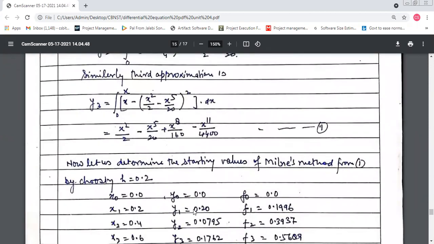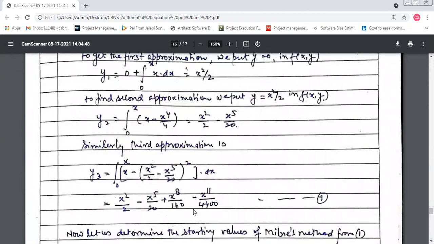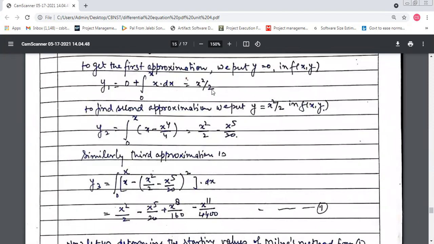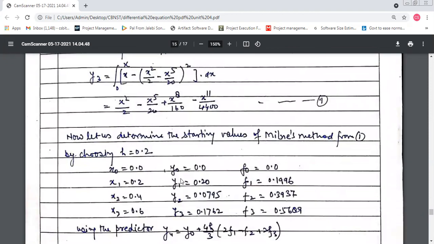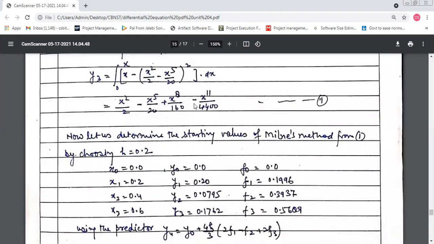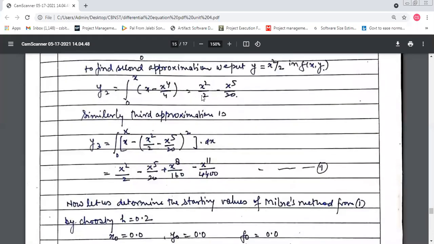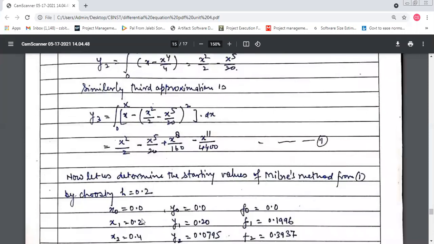So how are you calculating the value of y1? y1 is equal to x square by 2. So we are putting the value of x as 0.2. You will be getting y1 is equal to 0.20. And similarly, y2 you have calculated as x square by 2 minus x to the power 5 by 20. So putting x is equal to 0.4, you are getting y2. And once you have x1, y1, x2, y2, you will be able to get the value of f1 and f2 and f3.